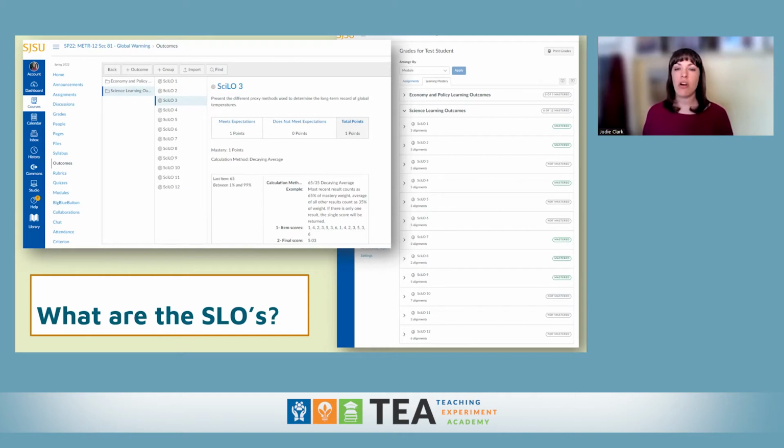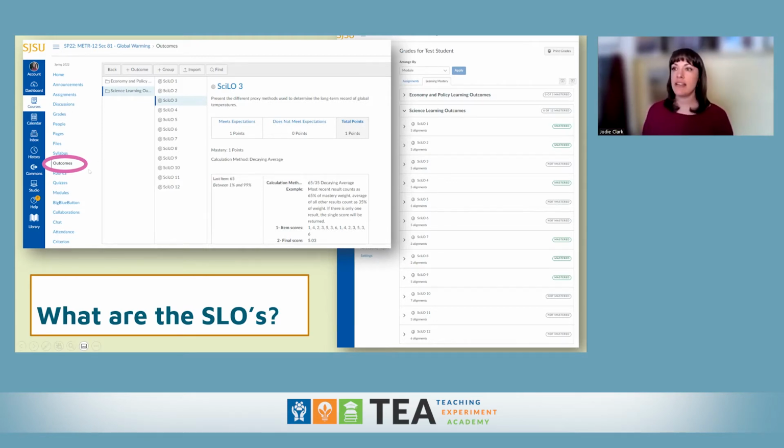Overall, the college has 3 general course learning outcomes, and the department has 4 learning outcomes for this GE course. So I took the material that I teach that met the college and department learning outcomes and created these 17 learning outcomes for the students to master. These were divided into the 12 science learning outcomes, and then there's 5 economic and policy-based learning outcomes.